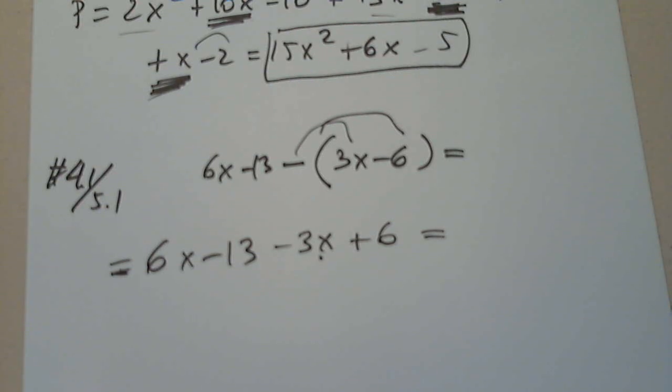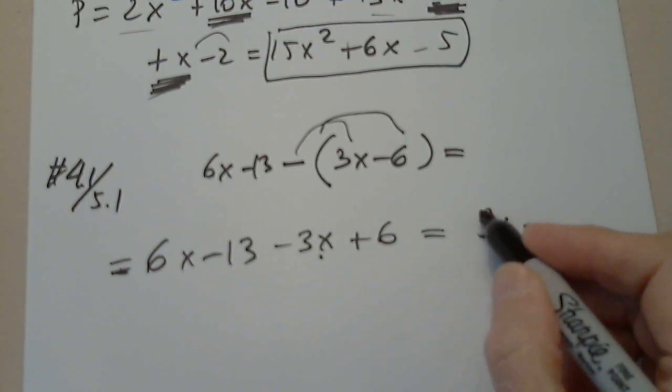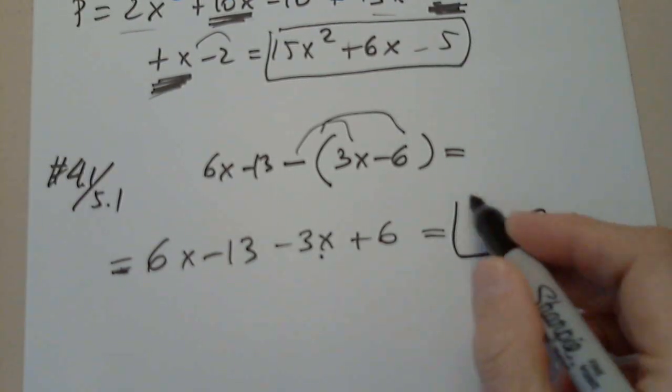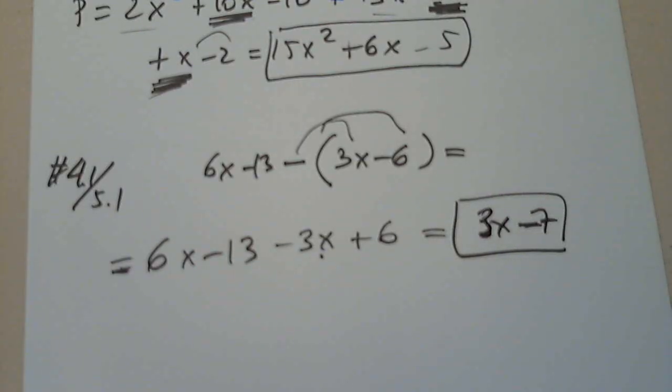Always arrange polynomials in descending order. 3x. So we have 3x, yes, minus 7. So that's the missing quantity.